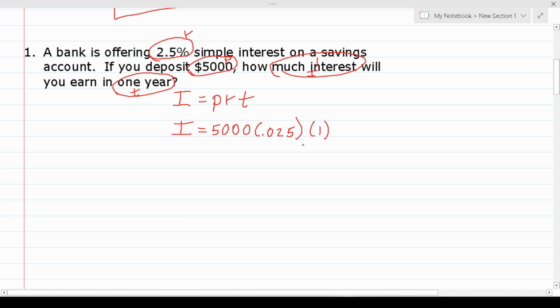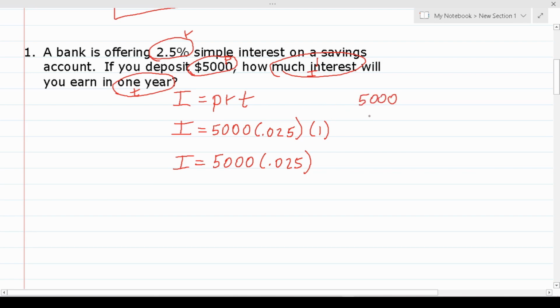All right, so to solve for this one, all we have to do is multiply these three things together, as we can see. 1 times anything is itself, so 1 times 0.025 is just 0.025, so we can simplify this by doing 5,000 times 0.025. As you can see, we're multiplying a whole number by a decimal. I like to do this work off to the side so as not to make mistakes. So let's go ahead and do that.